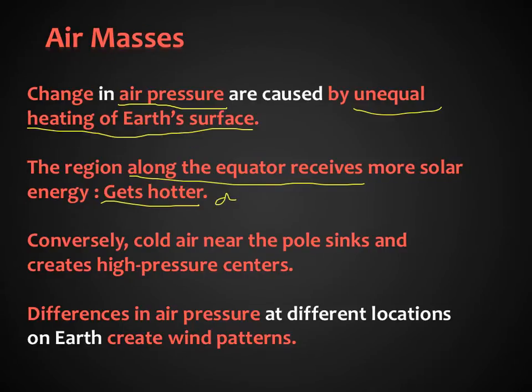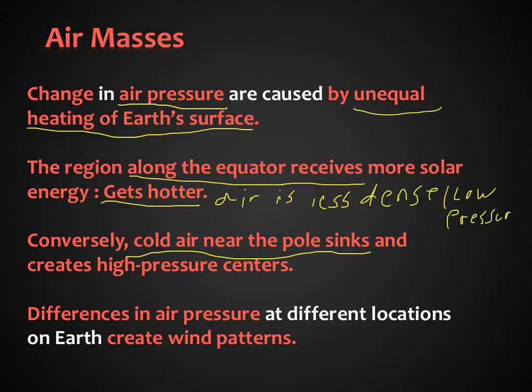Okay, they receive more solar energy as the year goes on, and as air gets hotter, air is less dense, so the air rises. Alright? Cold air near the poles sinks because it's cold, and it does not get as much solar energy. Alright? So up around the equator, we have low pressure centers. And around the poles, where it's cold, we have high pressure centers. And so air will move from high pressure to low pressure. And these differences in pressure create global wind patterns. And wind goes from high pressure to low pressure.